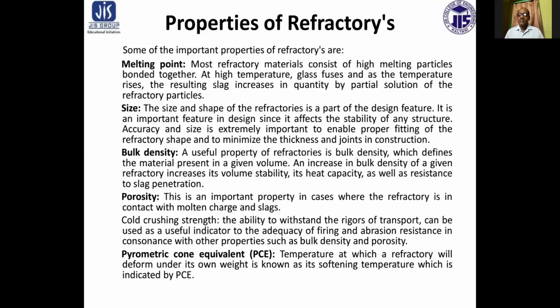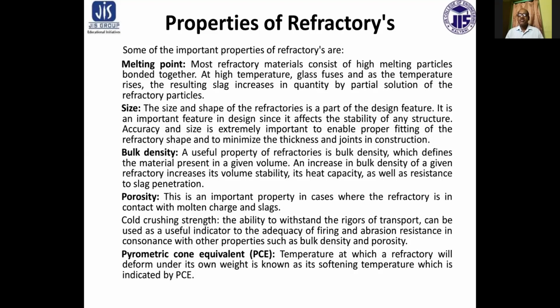Some properties of the refractories which are very important. First of all, the melting point. Most refractory materials consist of high melting particles bonded together. At high temperature, glass fuses, and as the temperature rises, the resulting slag increases in quantity by partial solution of refractory particles.